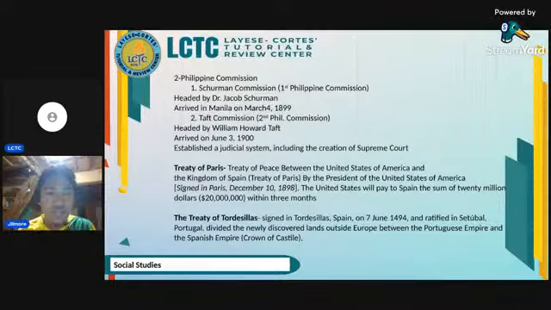The first Philippine Commission, take note of that one, was headed by Dr. Jacob Schurman. There were only two commissions during the American period. Second is the Taft Commission. It was headed by William Howard Taft. That's the second Philippine Commission. And the thing that we must remember in the Taft Commission is that it established a judicial system, including the creation of the Supreme Court. And it was actually Cayetano Arellano who became the first Supreme Court Chief Justice.